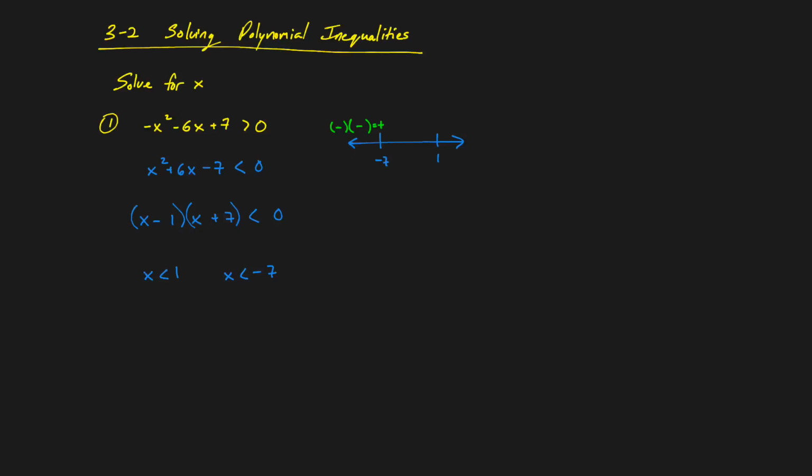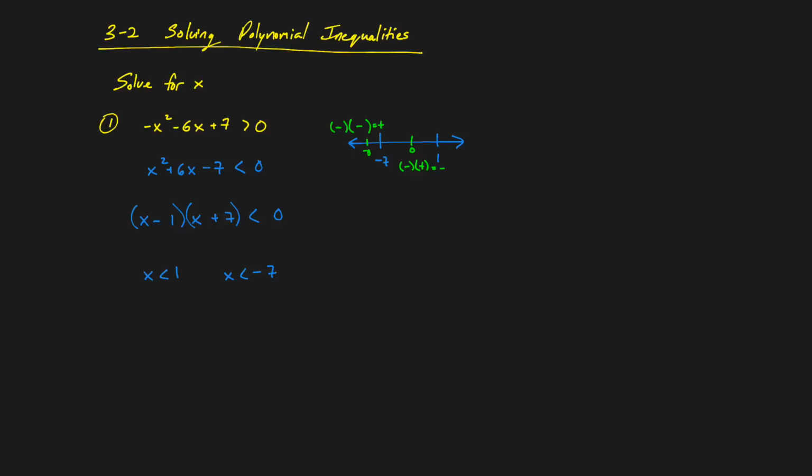Alright, so let's keep going. I'm going to do this one underneath, and I'm going to test out 0 now. If I plug in 0 here, I'm going to get a negative, because 0 minus 1 is negative, and 0 plus 7 is positive, so it's going to become overall negative, which is a good region so far. In between the numbers works.